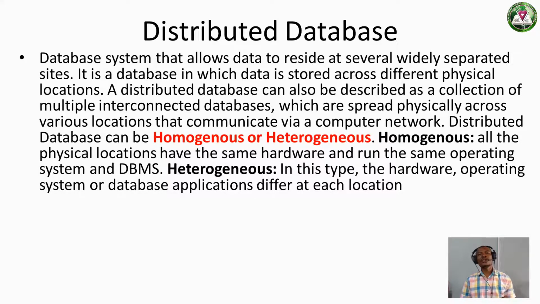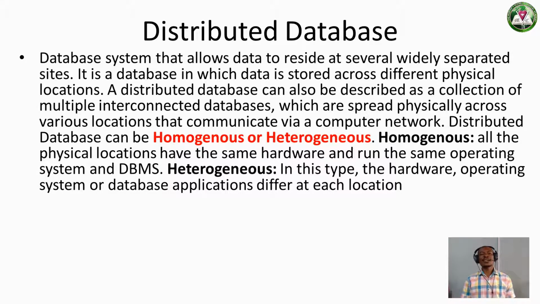So a distributed database can also be described as a collection of multiple interconnected databases which are spread physically across various locations and communicate via a computer network. Get that, it is very important. So when you have a distributed database, there are smaller databases that integrate to make up that single database. These smaller databases work together via a network. They are connected through a network so that they can stand as a single database.